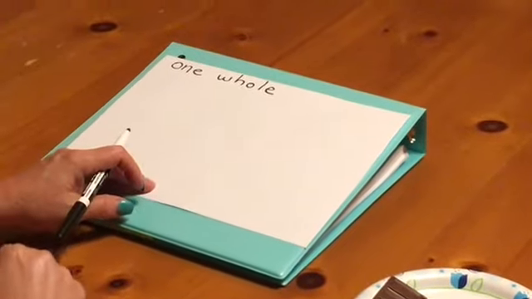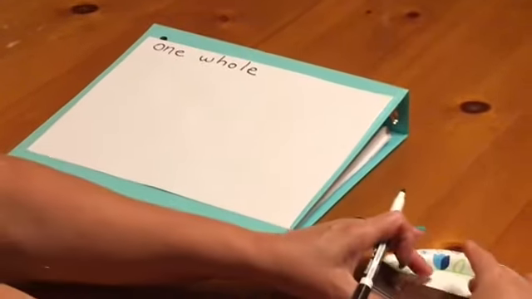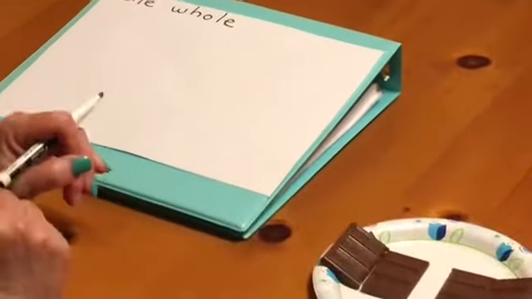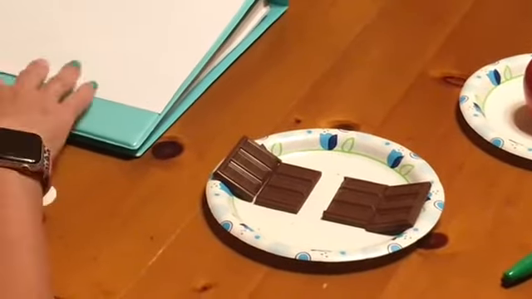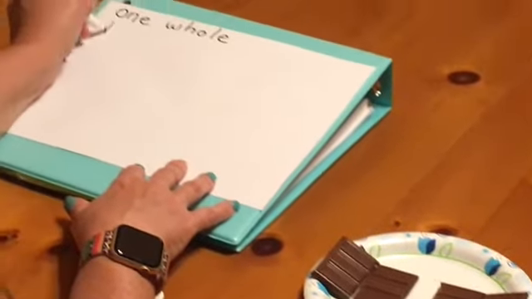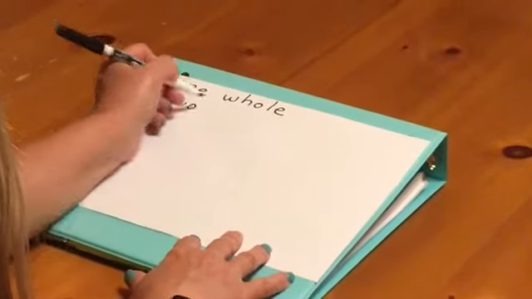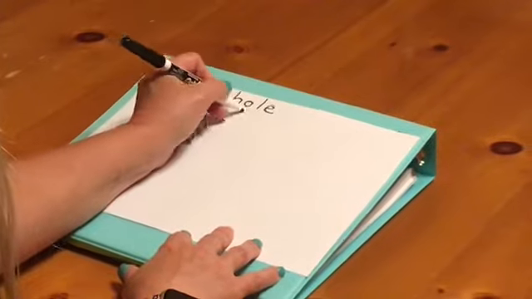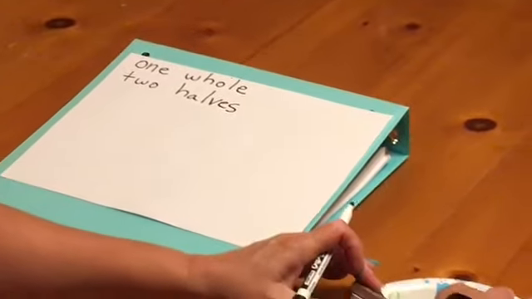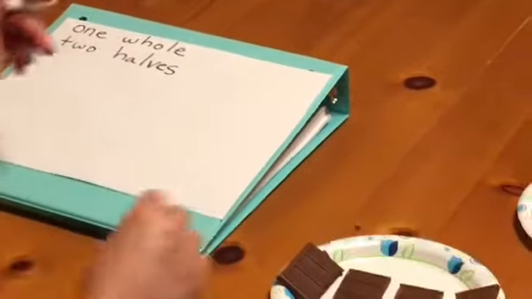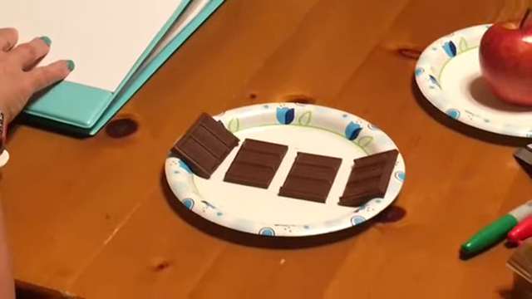So if you wrote it as, so it was one whole together, and then you had your 2 halves, and then you have your 4 fourths.